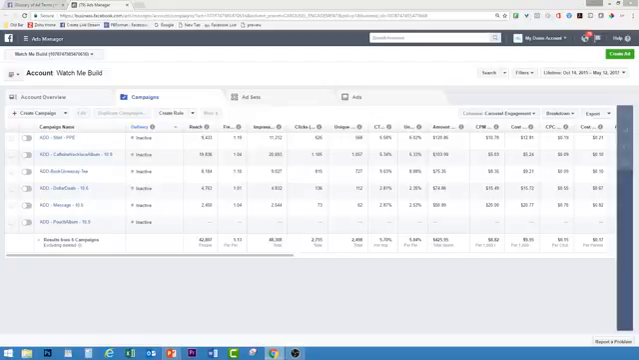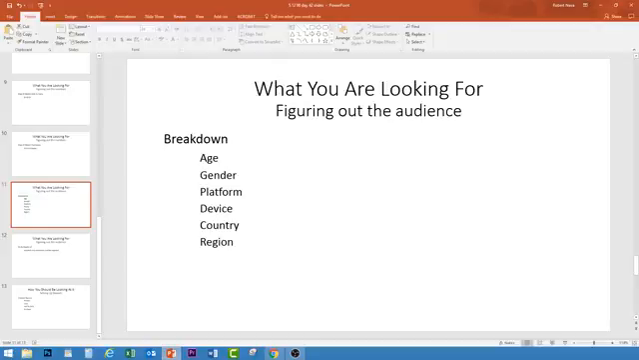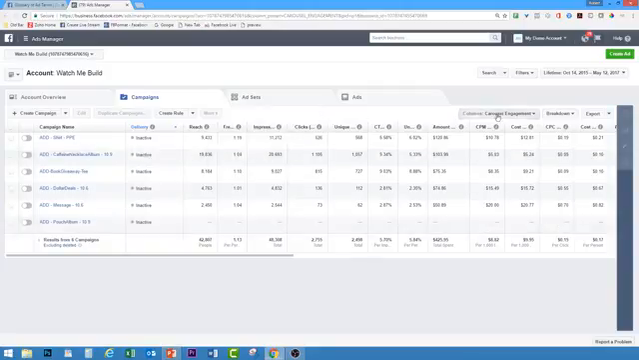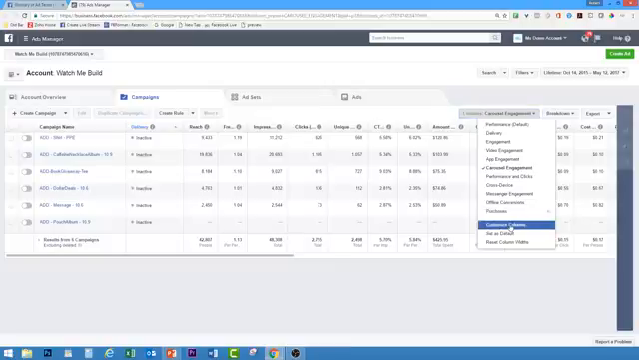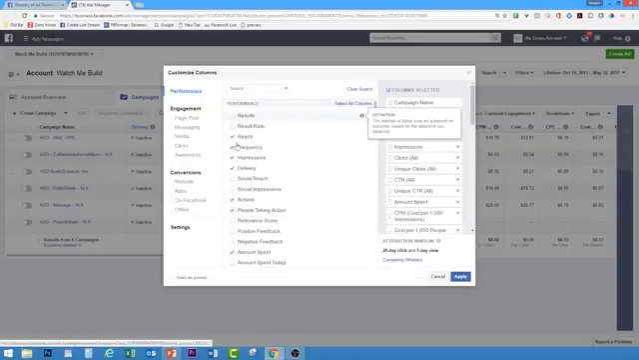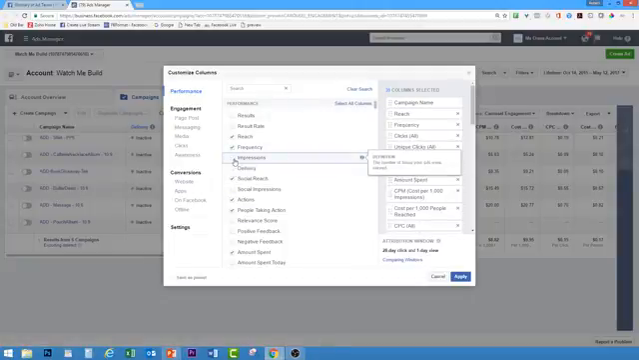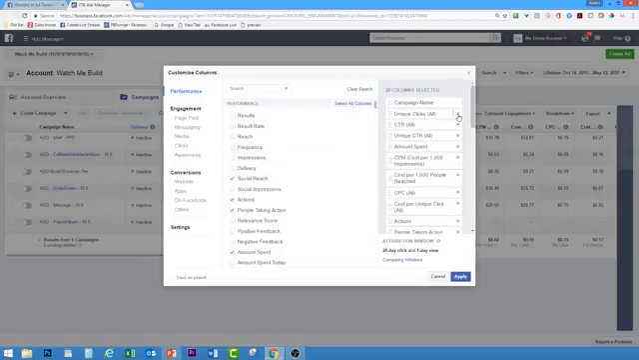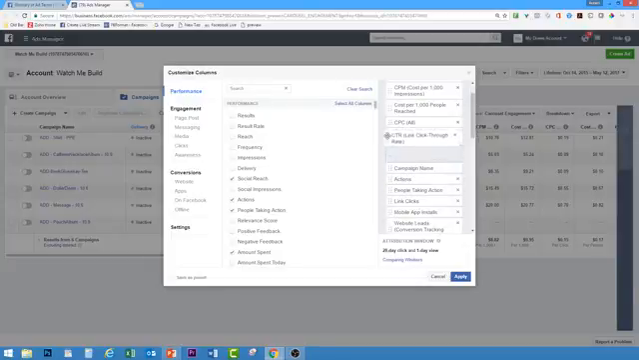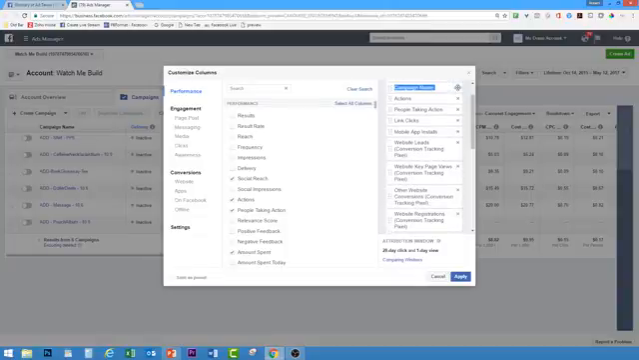Okay, so let's go ahead and, let's see. The first one I had was primary. Let's go ahead and set that one up. I want to make sure I have primary links, add to carts and purchase. Okay, so let's go ahead and do this. The way you do it is you come over here and you click Customize Columns. And it brings up this window that allows you to check all of the columns that you want. You just find the item that you want and then you just check it, uncheck the ones you don't want. Or you could just X out the ones you don't want over here on the right. Or you could also drag them around to the right order that you want. Okay? Make sense?